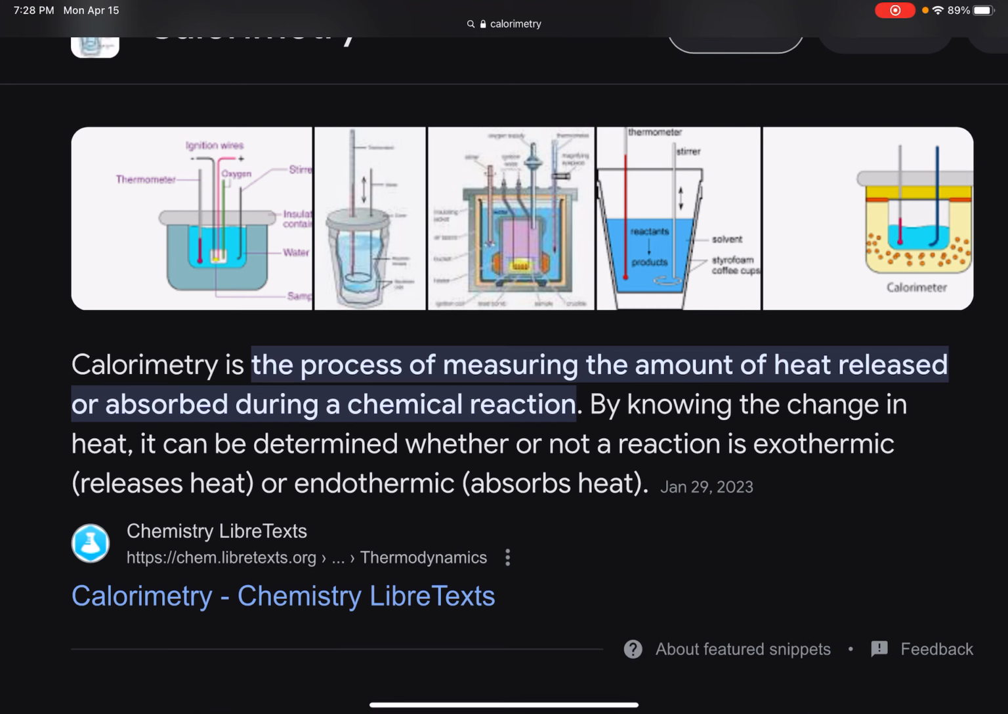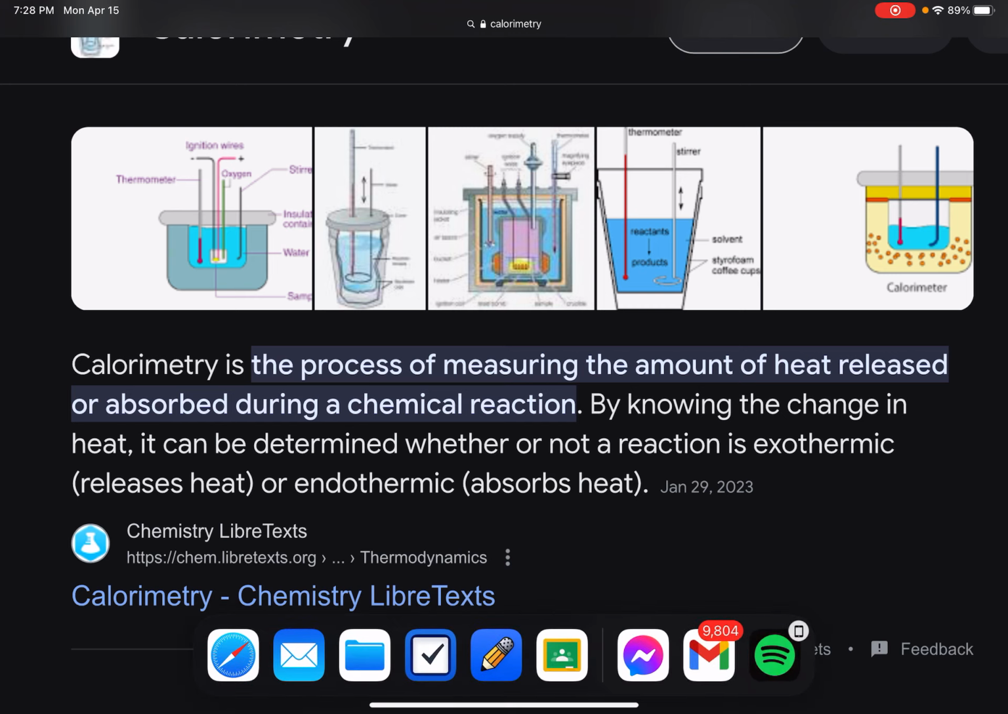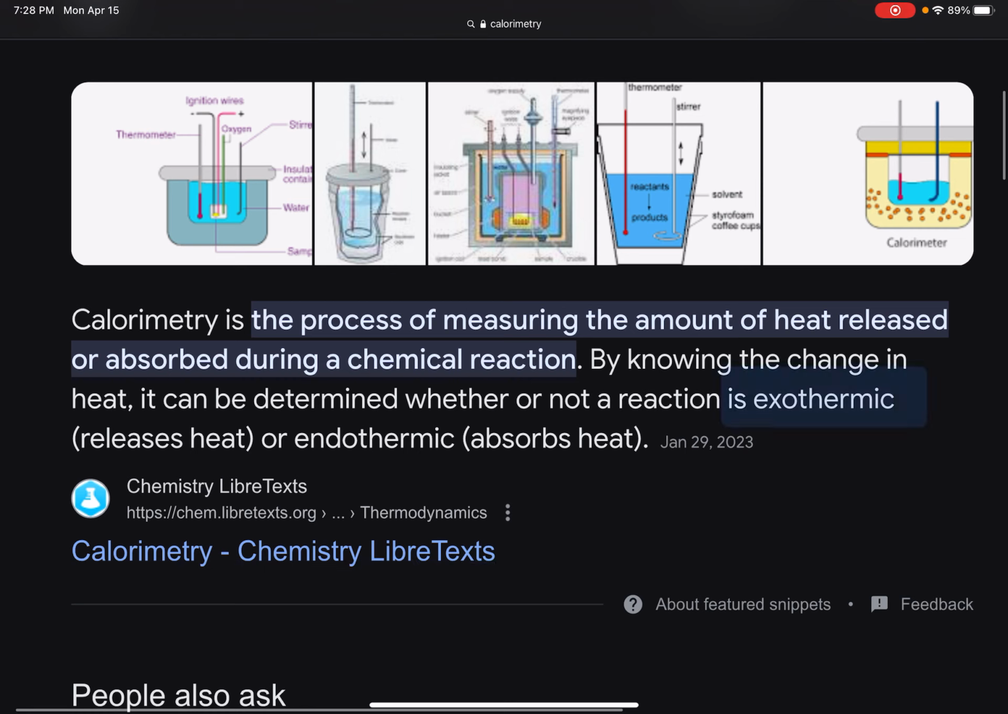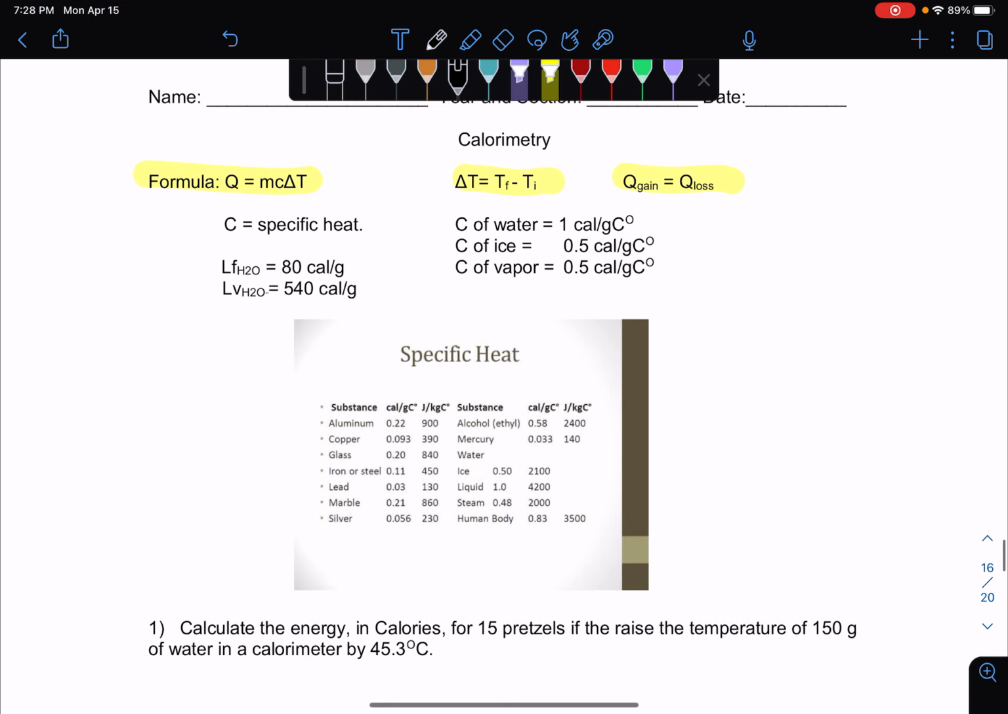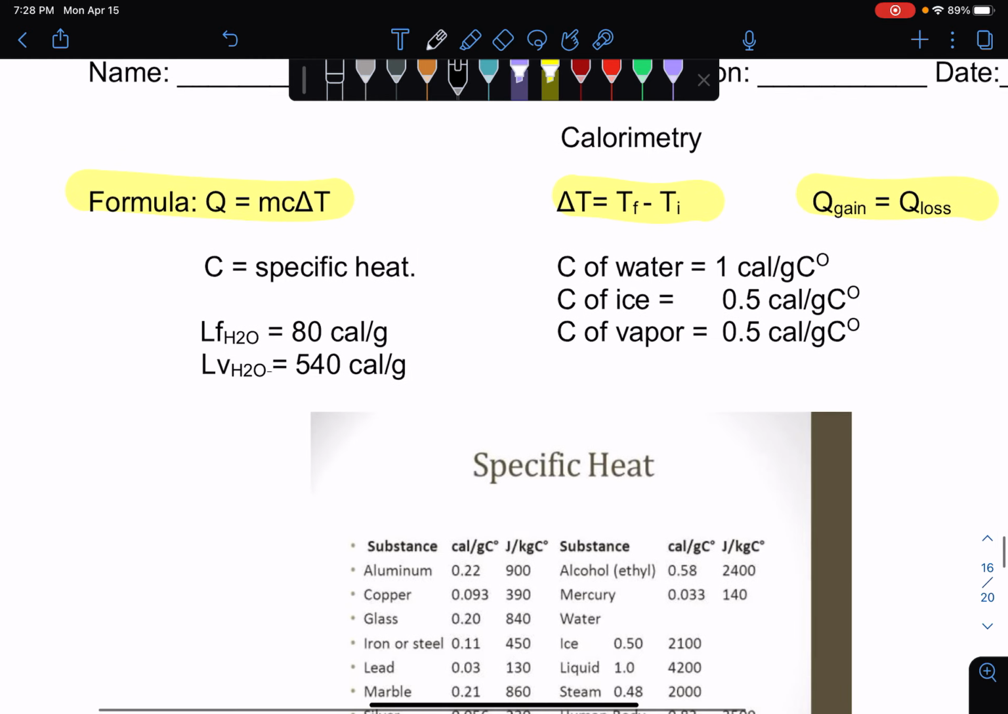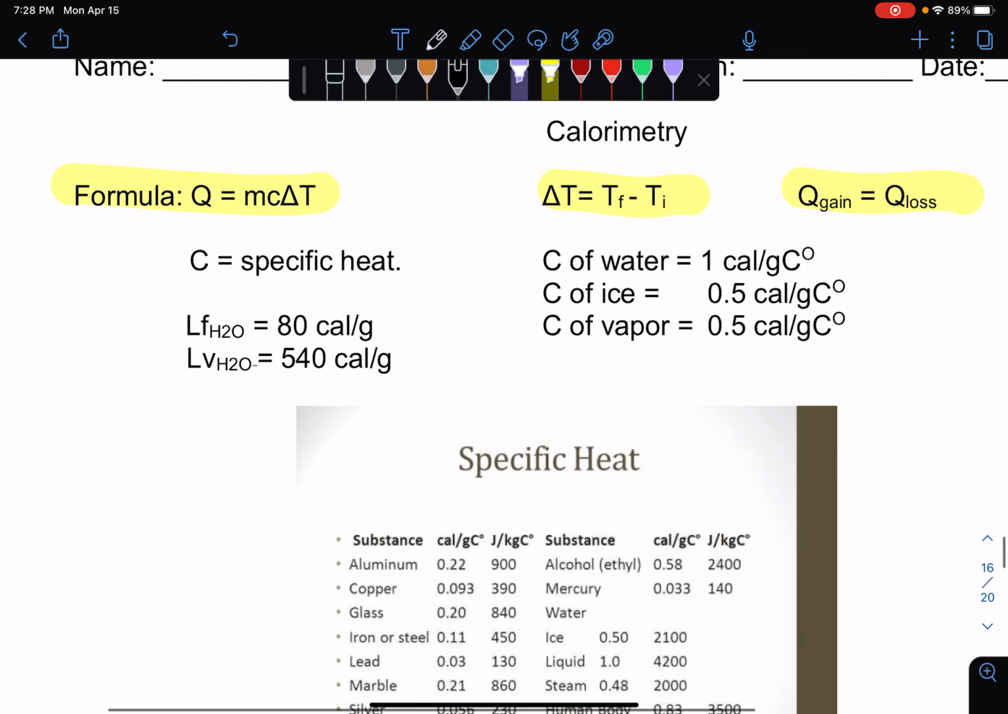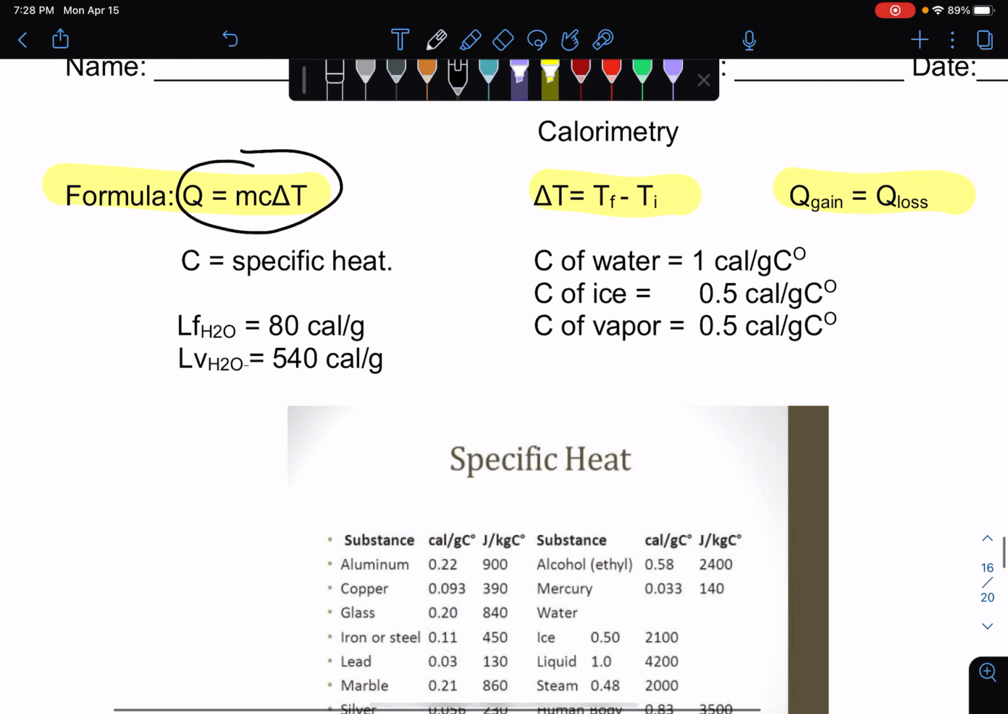This involves endothermic and exothermic reactions, which basically means the absorption and the release of heat respectively. As stated here, exothermic releases heat, endothermic absorbs heat. We'll be involving three formulas here. Particularly, this is the main formula.